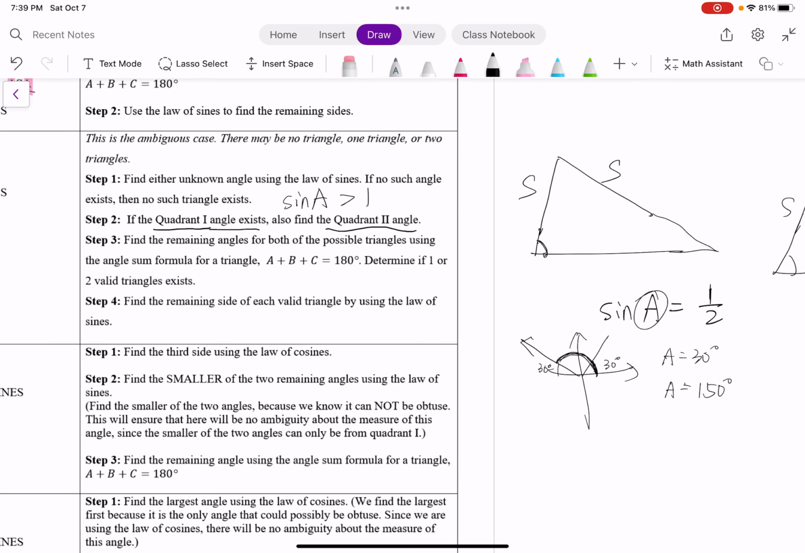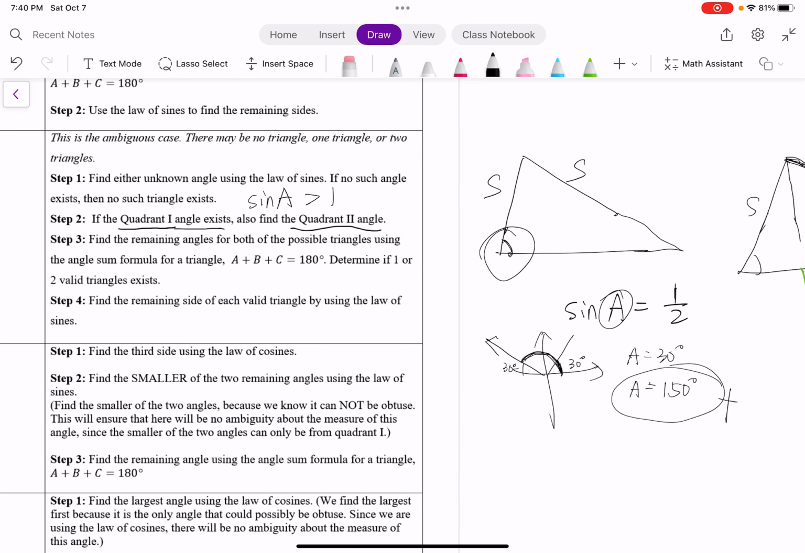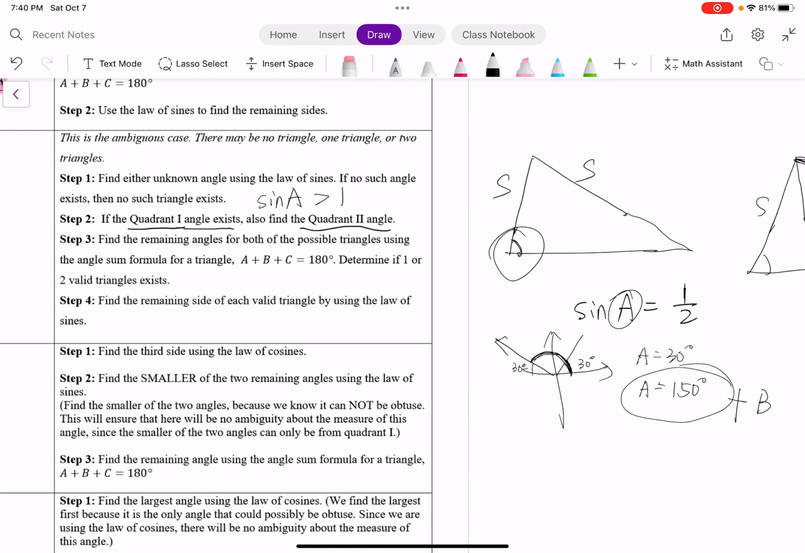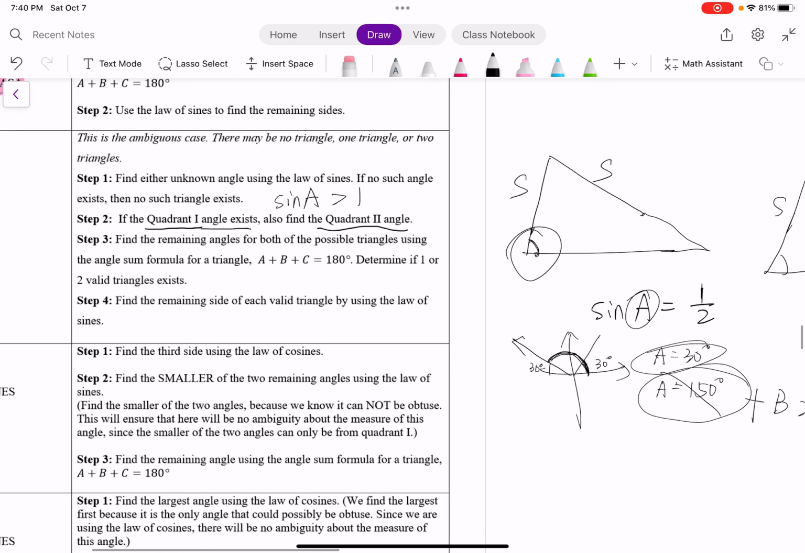Number 3, find the remaining angle for both of the possible triangles. So these two are possible triangles. It is not for sure that we have two triangles. So I need to test if this A plus the given angle, maybe I say this is B, is greater than 180. Then there is no such A. So we only have one angle, A equals 30 degrees. Number 4, find the remaining side of each valid triangle by using the law of sine.